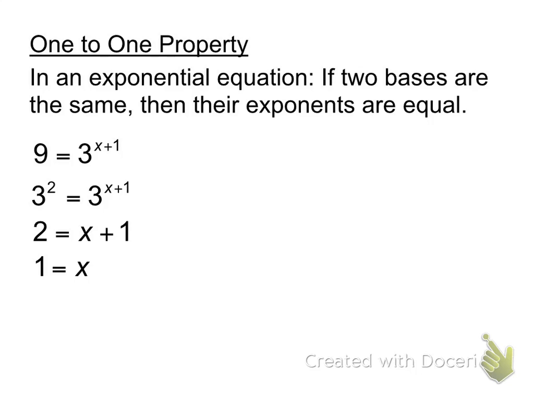So I know that 9 is 3 squared, so I'm going to change 9 to 3 squared and keep that equal to 3 to the x plus 1 power. Then using the one-to-one property, I can drop the bases because they're the same, and I'm just left with the exponents. 2 has to equal x plus 1. So when I solve that equation, then x equals 1. So your goal with the one-to-one property is to get the bases to be the same and then solve the equation for the exponents.